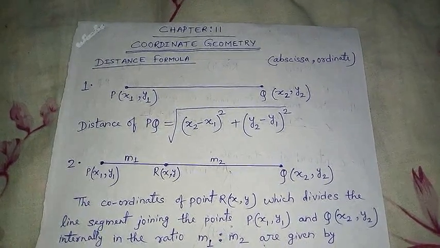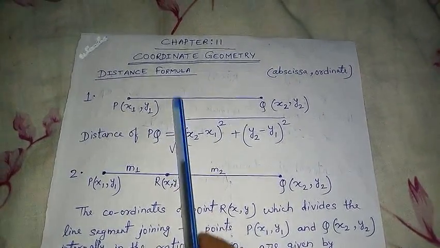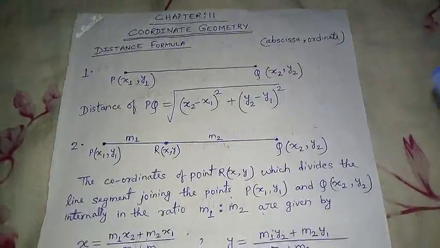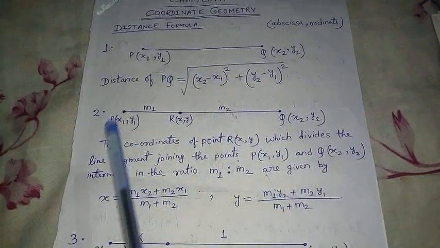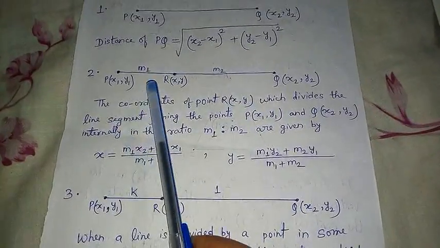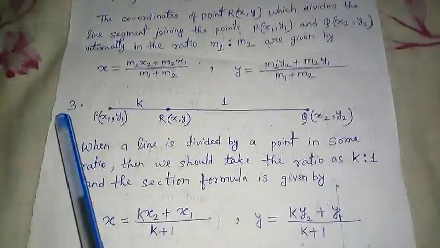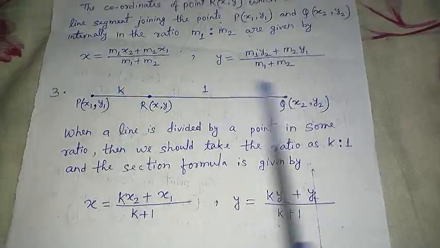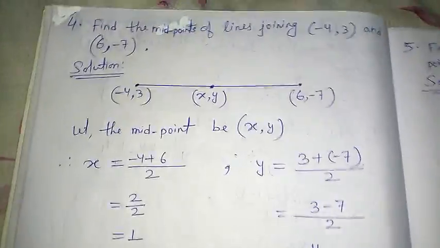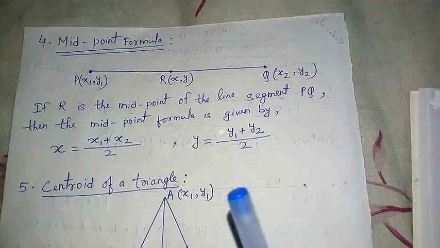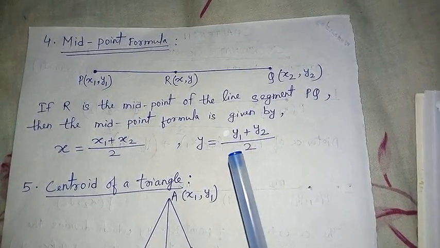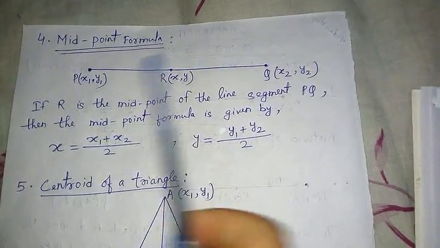Class 10 children, as we have just begun a new chapter, chapter 11, coordinate geometry. In my last video I discussed formula number 1 related to distance, formula number 2 related to known ratio, and formula number 3 related to unknown ratio. So today, in my next segment of formulas, I will teach you the formula of midpoint. First let us know the formula of midpoint, and then I will discuss a very similar question related to this formula. Now, midpoint formula.